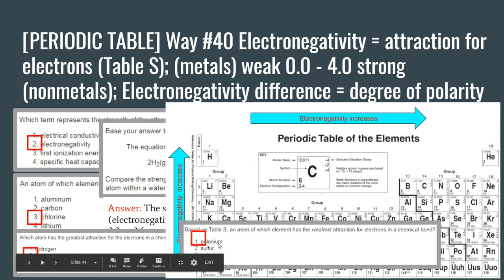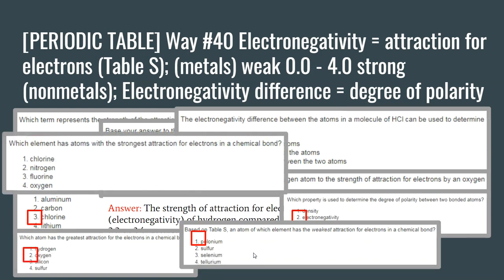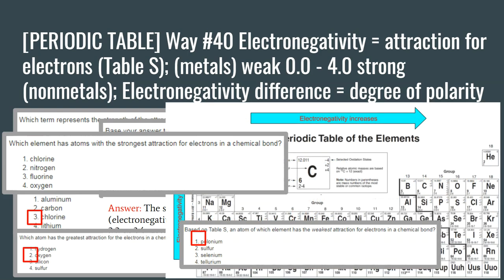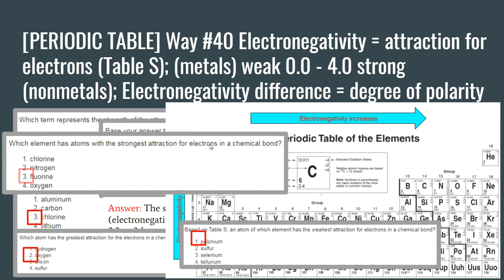Alternatively, you can look on table S and find polonium's electronegativity, and you'll find that it has the lowest value compared to all the others. Next problem. Which element has atoms with the strongest attraction for electrons in a chemical bond? I'll have this chart up just so that you can use it. Strongest attraction for electrons is basically asking for the highest electronegativity. So for this problem, you should have gone with fluorine, answer choice 3.